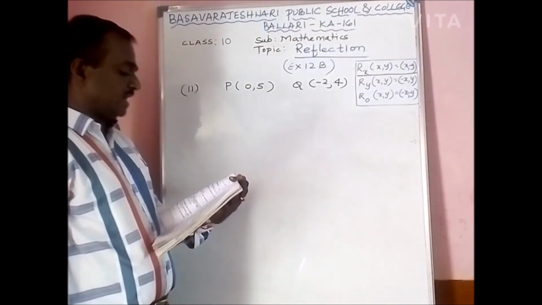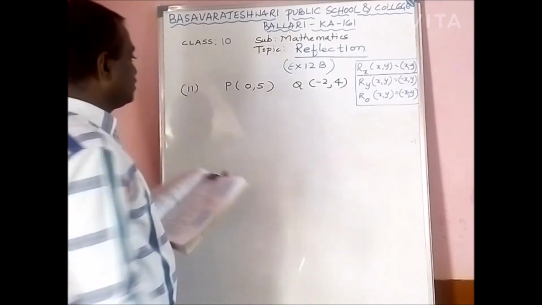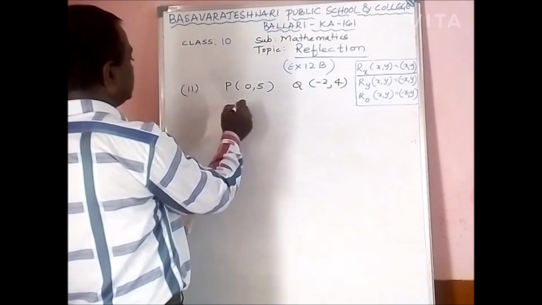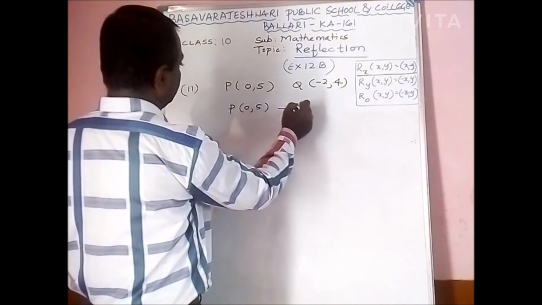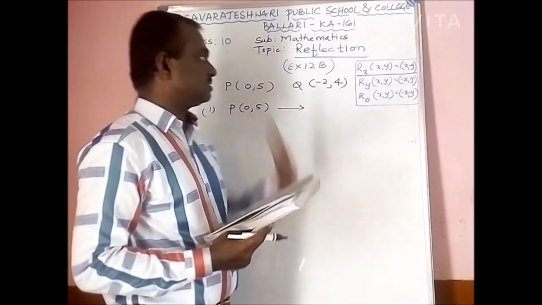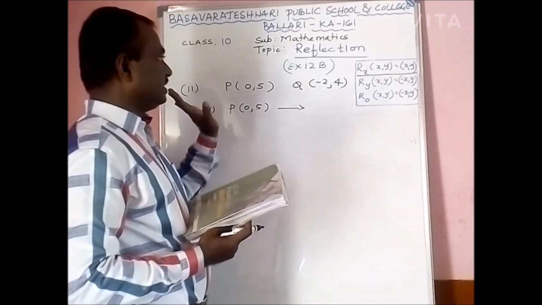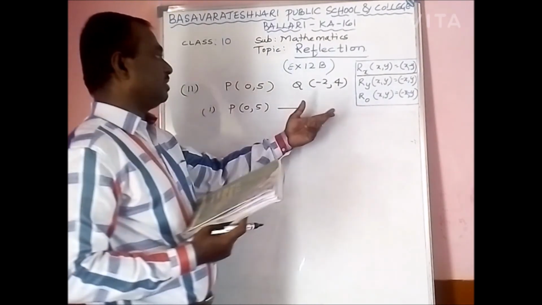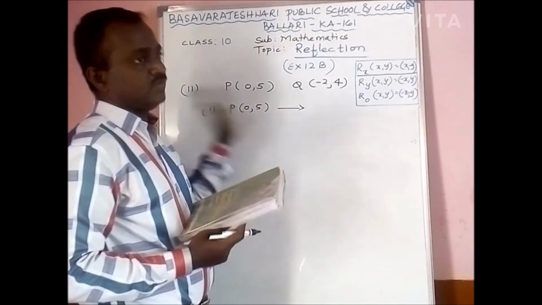P is invariant when reflected in an axis. Name that axis. So P is invariant when reflected in one axis, that we don't know. Suppose I take the x axis, whether it is invariant or not, we will see. 0 as it is, minus 5 it becomes. Therefore, it is not invariant.